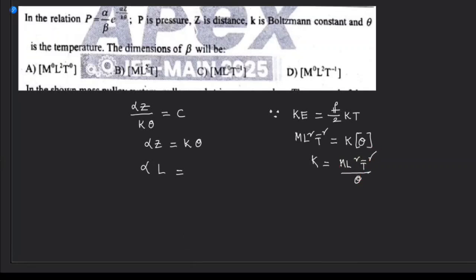That is the dimension of the Boltzmann constant. So k into theta, in the place of k I can write M L square T power minus 2 by theta, into theta here. Therefore this alpha into L will be equal to, what happens, this theta gets cancelled.